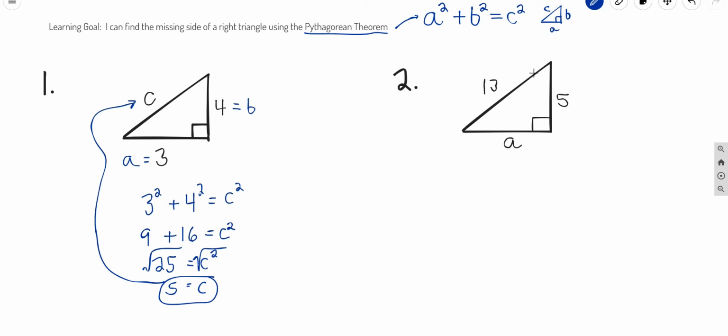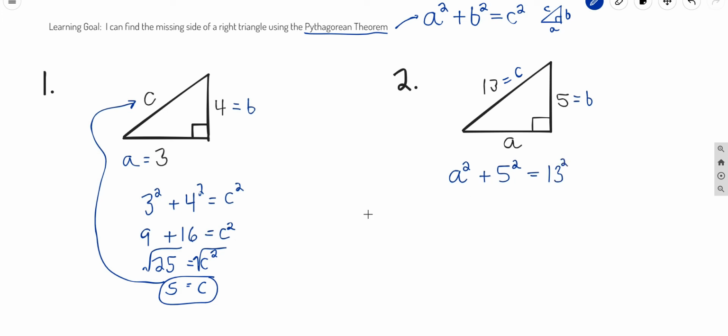For the next problem, they have given us two of the sides of the triangle. They've given us the hypotenuse is 13, so that's c. They've given us b, which is 5, and we have to figure out what a is. So just like before, we jump straight to the Pythagorean theorem. We take a squared plus b squared and then set it equal to c squared. So a squared is just a squared in this problem because we don't know what a is. b squared is 5 squared. c squared is 13 squared.